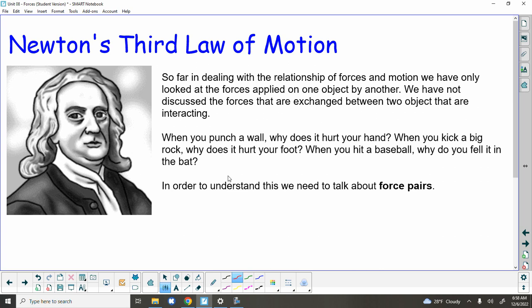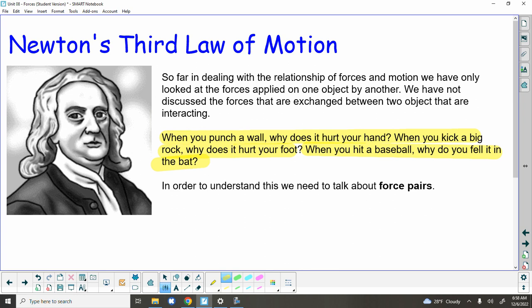And so Newton's third law is really all about how the forces are exchanged between the two objects that are interacting. So, for example, when you punch a wall, why does it hurt your hand? We're going to talk about that. Or if you were to, say, kick a big rock, why do you hurt your foot? Or maybe you play baseball or softball, and when you hit the ball with the bat, you can feel the interaction in the bat. Well, why is that?